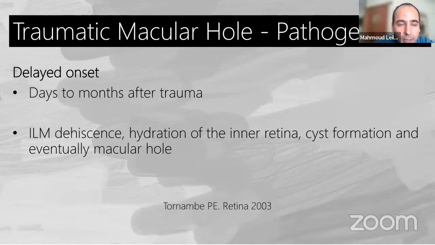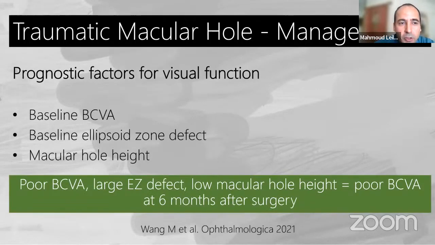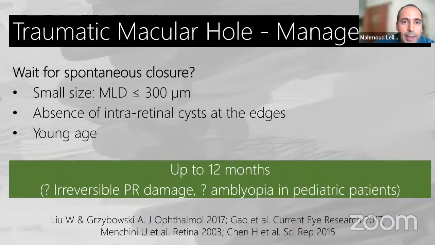Less commonly, traumatic macular holes develop based on another mechanism: dehiscence of the ILM with inflow of fluid, vitreous hydration of the inner retina, cyst formation, and eventually macular hole. There are certain prognostic factors that herald the final visual function in case of surgery for traumatic macular holes. In general, at baseline, a poor visual acuity, a large ellipsoid zone defect, and a low macular hole height are associated with poor visual acuity 6 months after surgery.